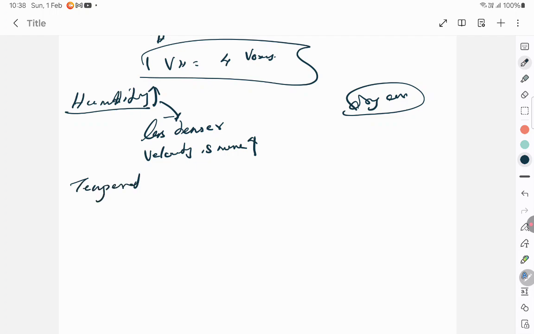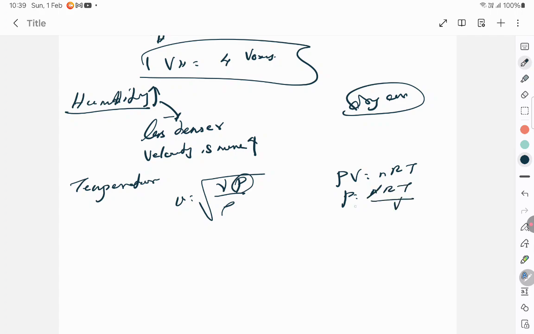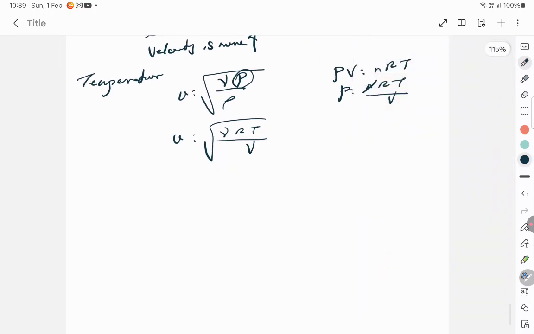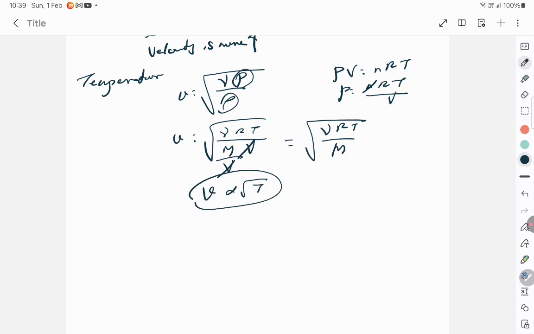The temperature dependency. You know that velocity is root of gamma P by rho, where PV is equal to nRT, or therefore P is equal to nRT by V. Just cancel n, considering it as 1 mole. Gamma RT by, you have a volume here, and density itself is mass by volume. Volume gets cancelled. So gamma RT by M shows that velocity is directly proportional to square root of temperature. As temperature increases, velocity is going to increase. So that's the conclusion about that.